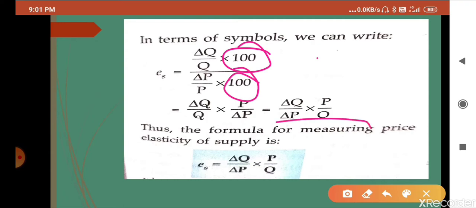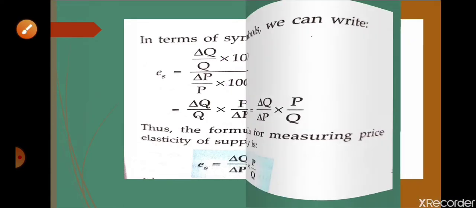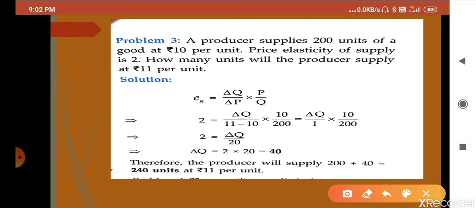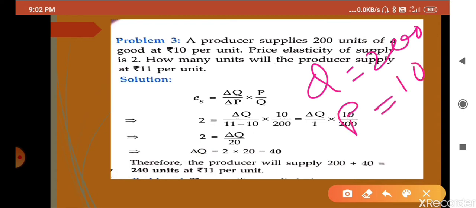Now we'll see one example, how to solve that numerical example. Problem number 3 I have taken from a book. A producer supplied 200 units of good at rupees 10. So here Q is 200 units, and P will be 10 rupees. Another one, price elasticity of supply is 2. So ES they have given 2, and how many units you have to find out?